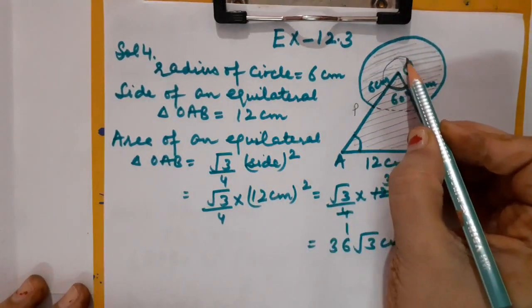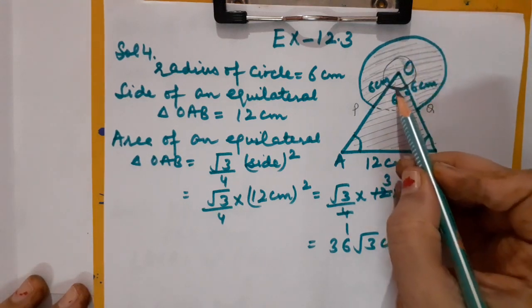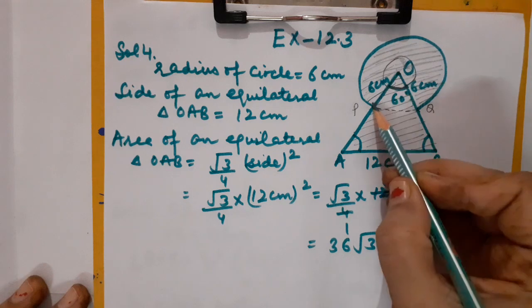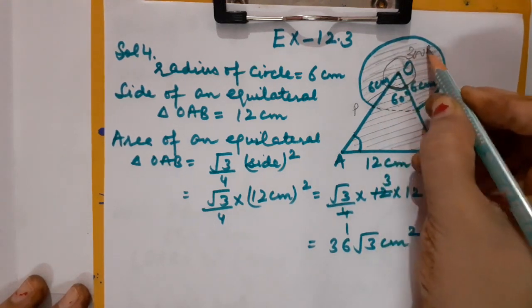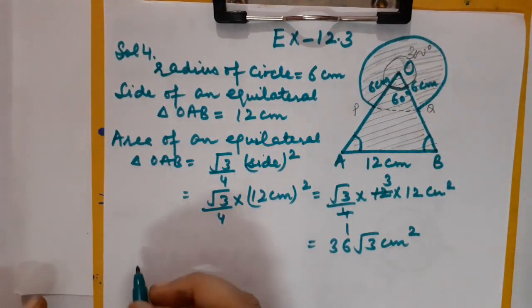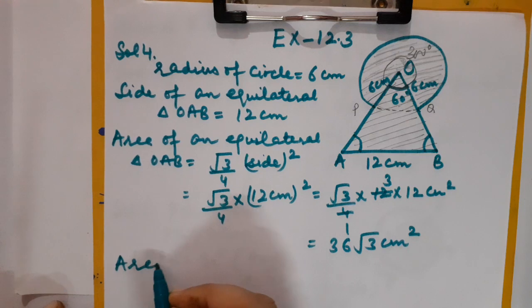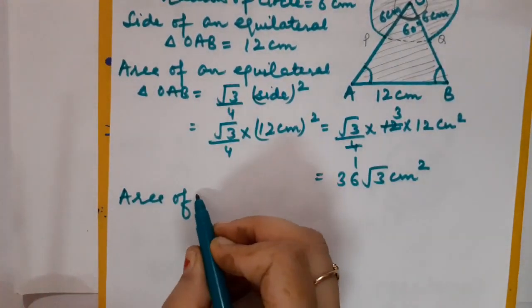What will be this angle? As the complete angle is 360 degree, here you can see that the center angle of the minor sector is 60 degree. So what will be the angle? 300 degree for the major sector. Okay. So now let us calculate the area of the sector. Or I should write it, area of major sector.